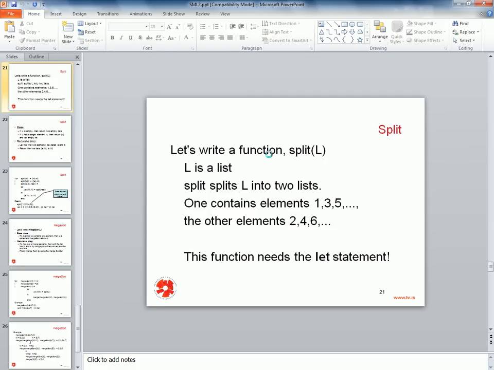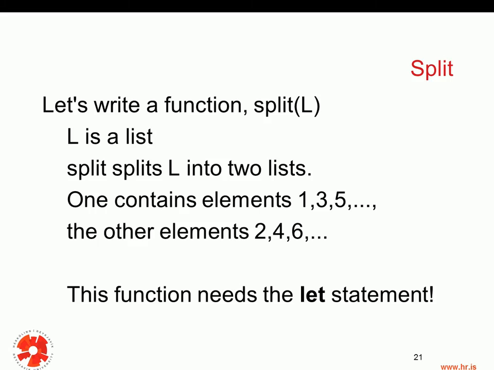Now, let's look at the function number 2, which we call split. So split takes a single argument, which is a list, and splits this list into two lists. One contains the elements 1, 3, and 5. The other contains the elements 2, 4, and 6. And this function needs the let statement that we just previously looked at.